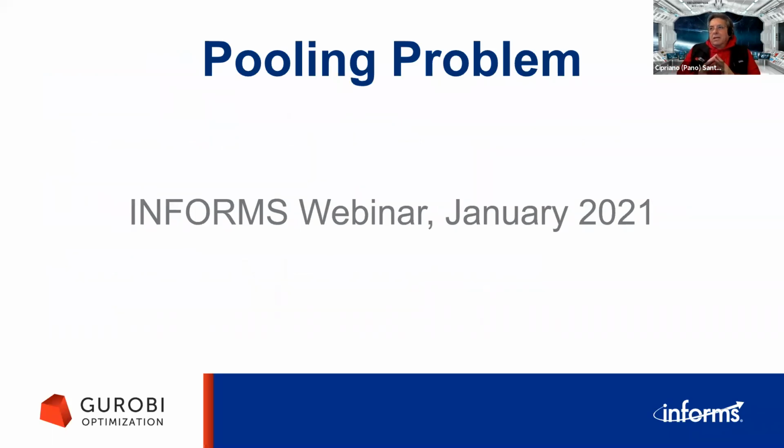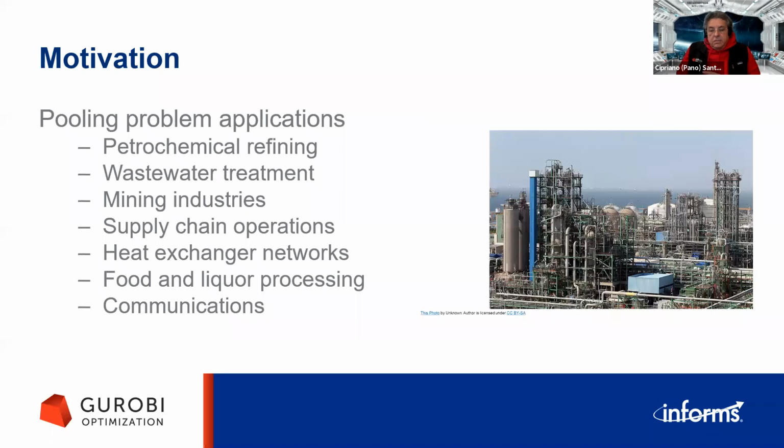Let's talk about another problem that is very interesting for many people, including me. This is a very important problem. This pooling problem is very important in continuous manufacturing, and it has many applications. For example, in petrochemical refining, wastewater treatment, mining industries, supply chain operations, food and liquor processing. I like that one.